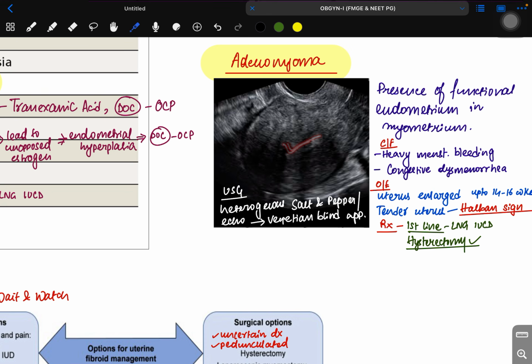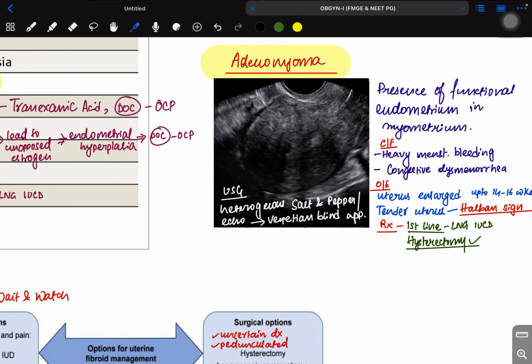This is the ultrasonographic image of adenomyoma, and it will show a heterogeneous, not homogeneous, appearance. Okay, heterogeneous salt and pepper appearance. You can find a completely black and white appearance, and it is also known as the salt and pepper appearance or the Venetian blind appearance. And what is adenomyoma? It is the presence of functional endometrium in the myometrium.